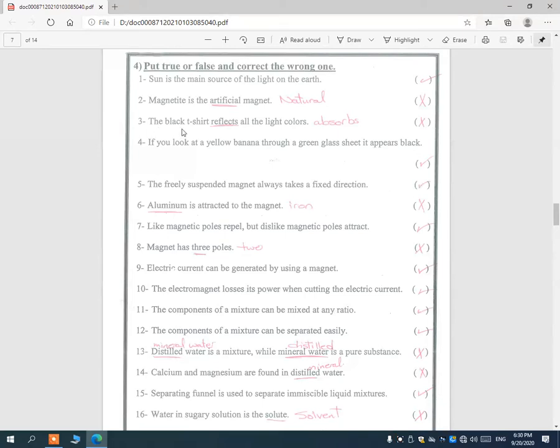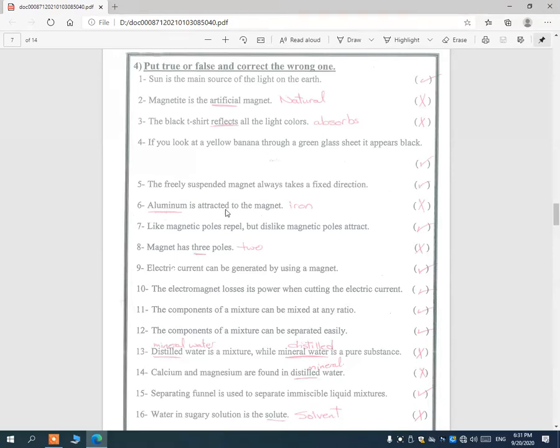Number 3, the black t-shirt reflects all the light. False. It will absorb. Black absorbs. Number 4, if you look at a yellow banana through a green glass sheet, it appears black. Yellow, green, it will appear black. True. Number 5, the freely suspended magnet always takes a fixed direction. True.